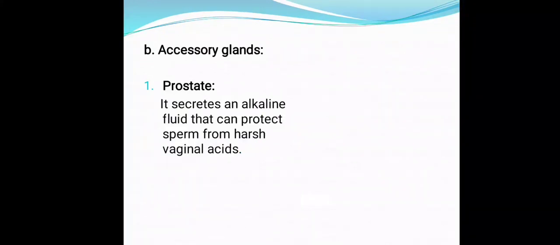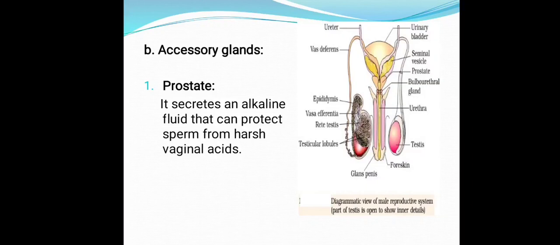Let us move on to the accessory glands, which consist of the prostate gland, which is a single gland. You can see here this is the single prostate gland, which secretes an alkaline fluid that can protect sperm from harsh vaginal acids.